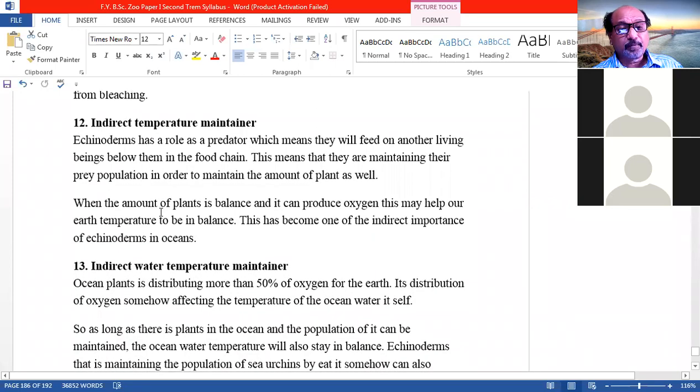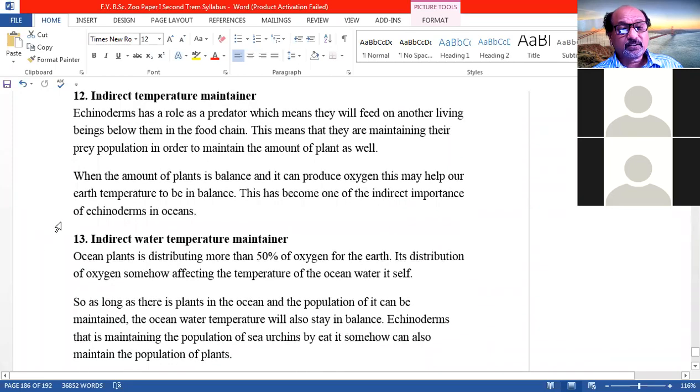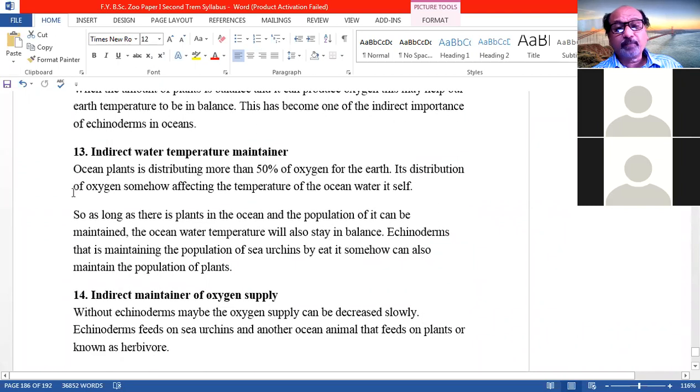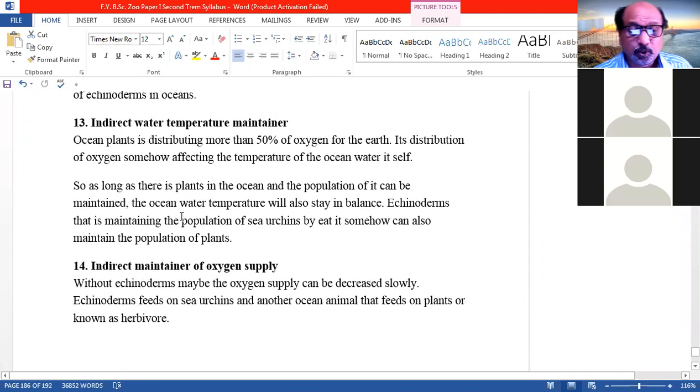I think this is repeated. Ocean plants contribute more than 50% of the oxygen for the earth, and this oxygen distribution somehow affects the temperature of the ocean water. So as long as there are plants in the ocean and their population can be maintained, the ocean water temperature will also stay in balance.